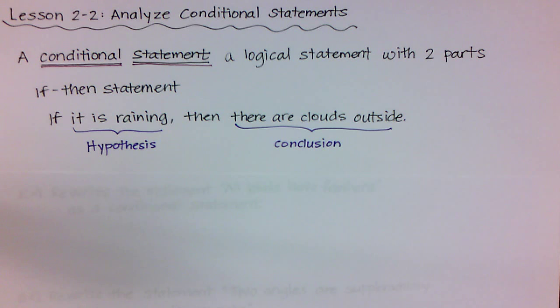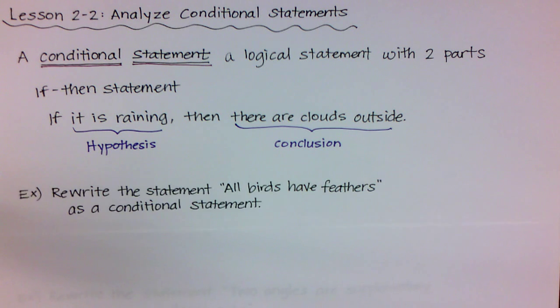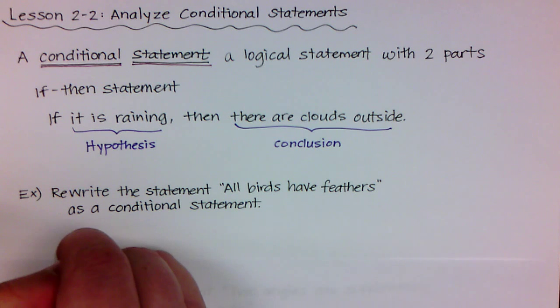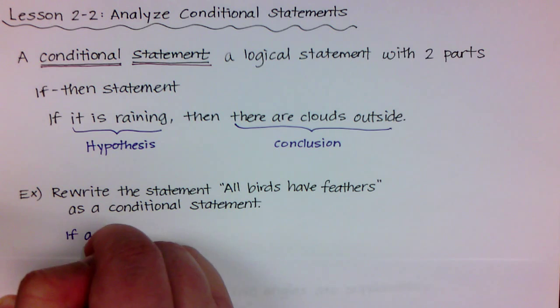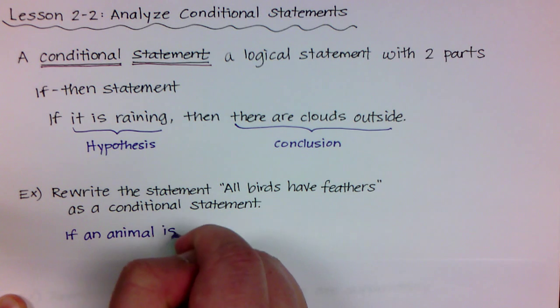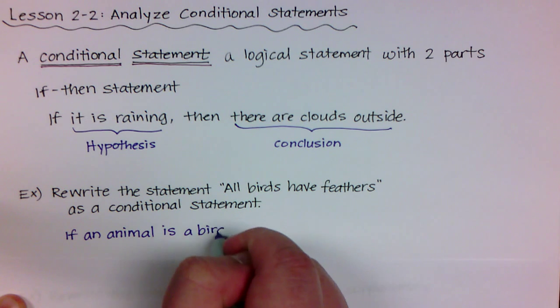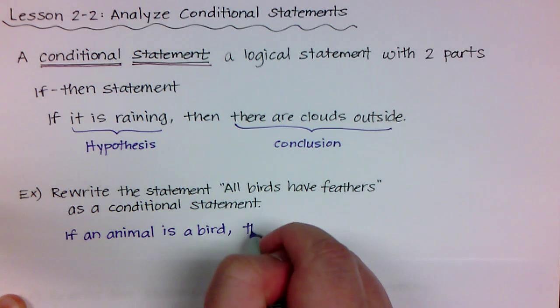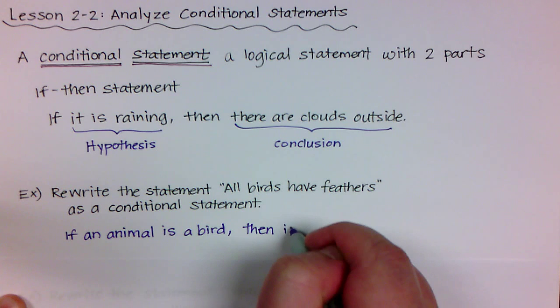So let's do a little practice with some other basic statements and turn them into an if-then statement. The first one is, all birds have feathers. I want us to rewrite this as a conditional statement. So we're going to split it into two parts, and we're going to say if this hypothesis, then the conclusion. So I'm going to split it this way. If an animal is a bird, that's my hypothesis, then it has feathers.